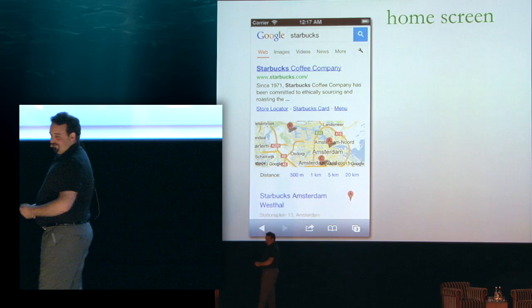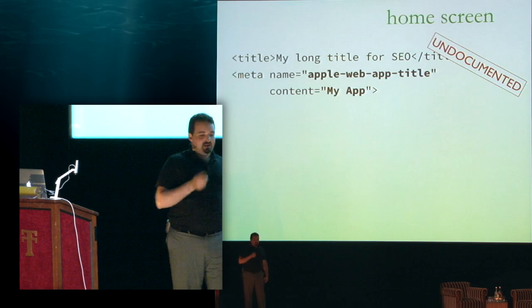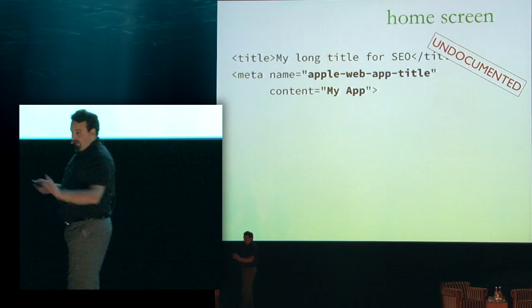So I have found an undocumented feature, a meta tag, that is working on iOS. It's called Mobile Web App Title. If you define the Mobile Web App Title, iOS will take that value and not the title element when you're adding this to the home screen. And it works. You can try it.